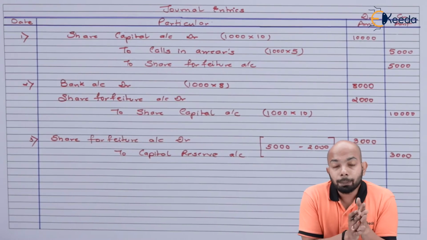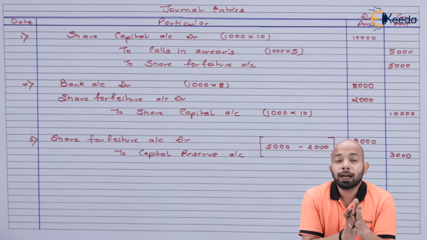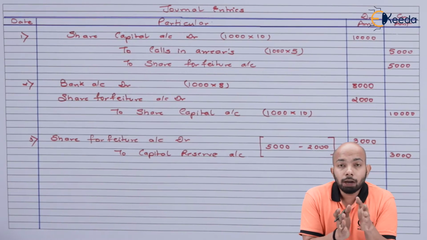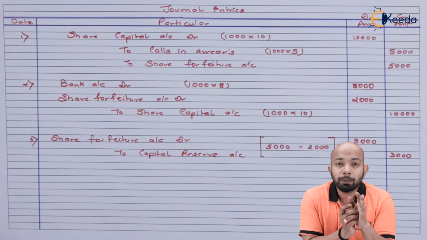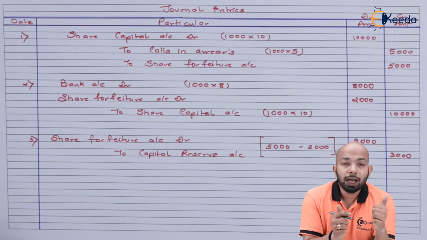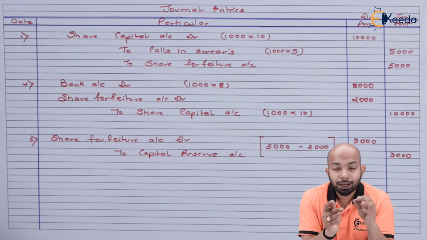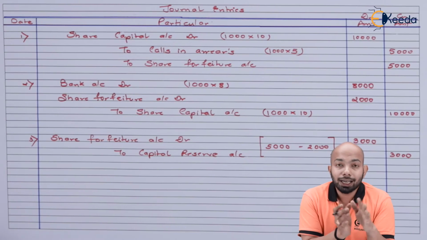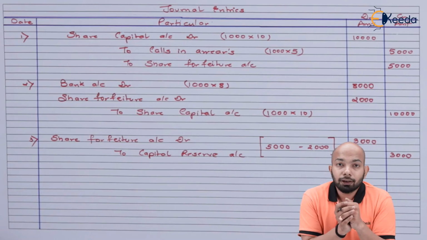So case 1 has been completed here, where we have moved the share forfeiture balance to capital reserve as well. Now comes the complicated case, that is case 2, whereby you have to understand the difference between the paid up value and the actual reissue price. That will be the trickiest part to understand. So let's start with the same thing right now.